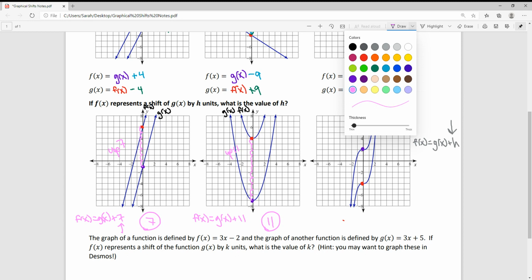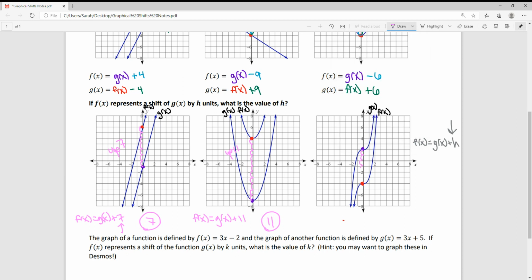Let's count, going down 1, 2, 3, 4, 5, 6. Since I went down 6, my h value is going to be minus 6, because we went down. The reason for that is because f of x equals g of x minus 6. To get from g to f, I had to move down 6.